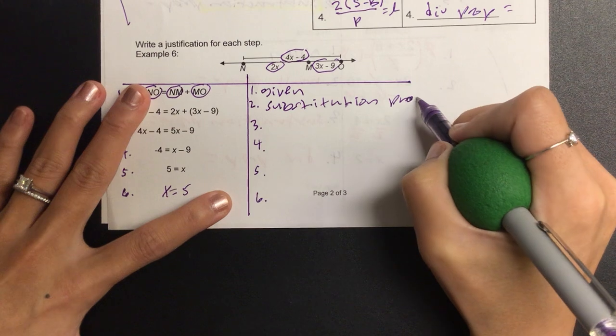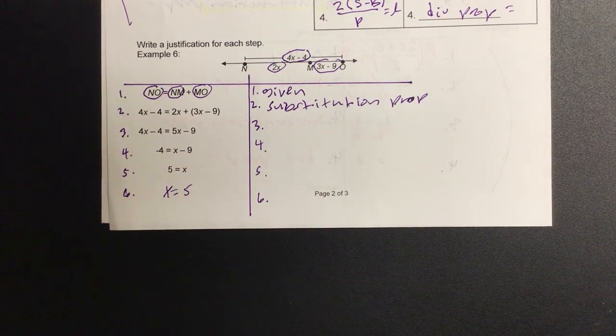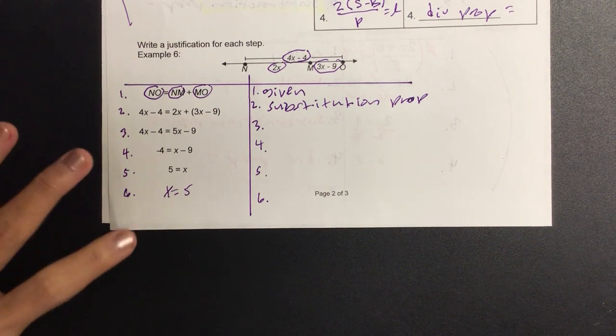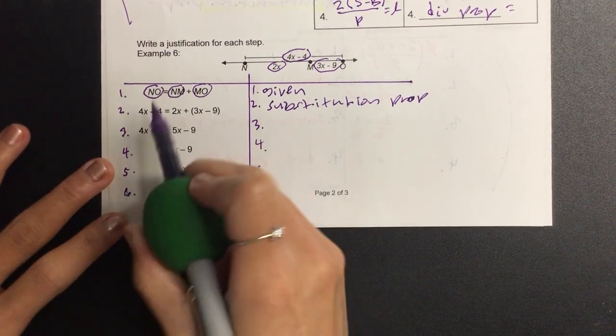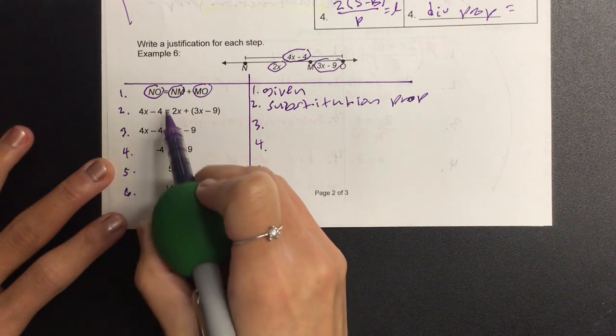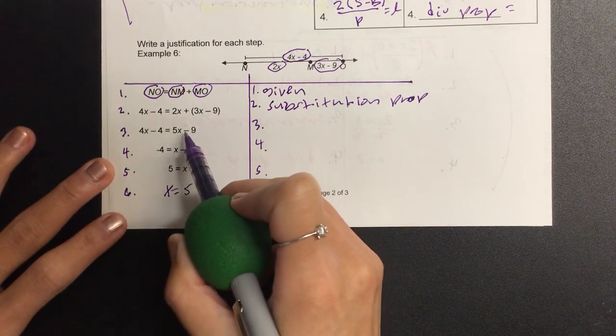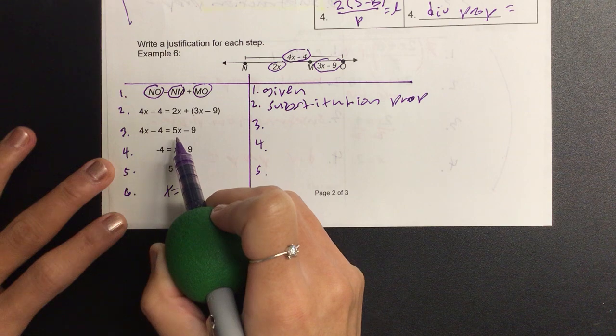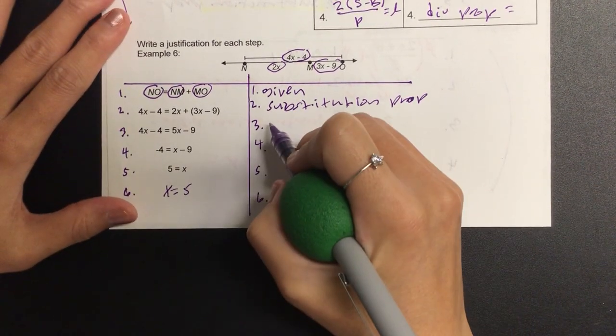Should substitution property have equality? No, because did I do the exact same thing on the left and the right? No, I just plugged it in, okay? And then let's do some algebra 1. So let's compare and contrast. The left side is the same, right? The negative 9 is the same. So how did I get 5x? Combine like terms. So let's write on here.